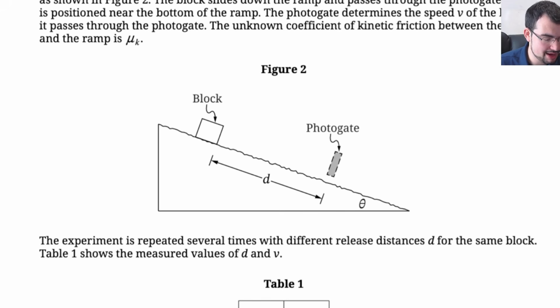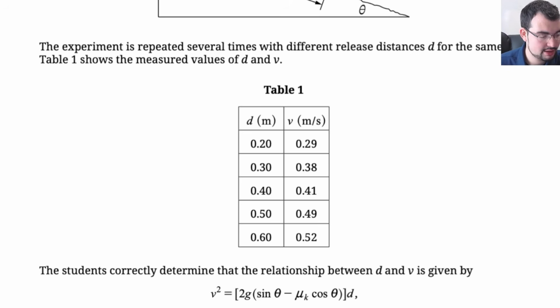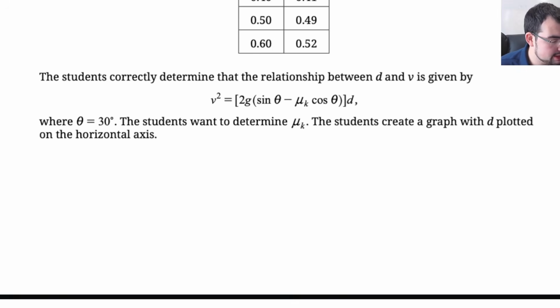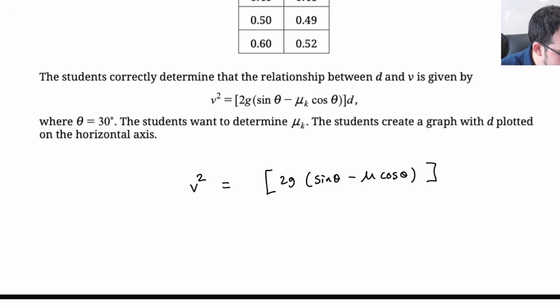Now we have an experiment where we drop a block along a friction-full inclined plane. We have its speed after different distances. We have this absolutely beautiful expression to linearize with. Thank you, College Board. It's definitely linearizable already. It does say they put d on the horizontal axis. So we get v squared equals 2g (sine theta minus mu cosine theta) times d. And it says that we already put the quantity d on the x-axis.